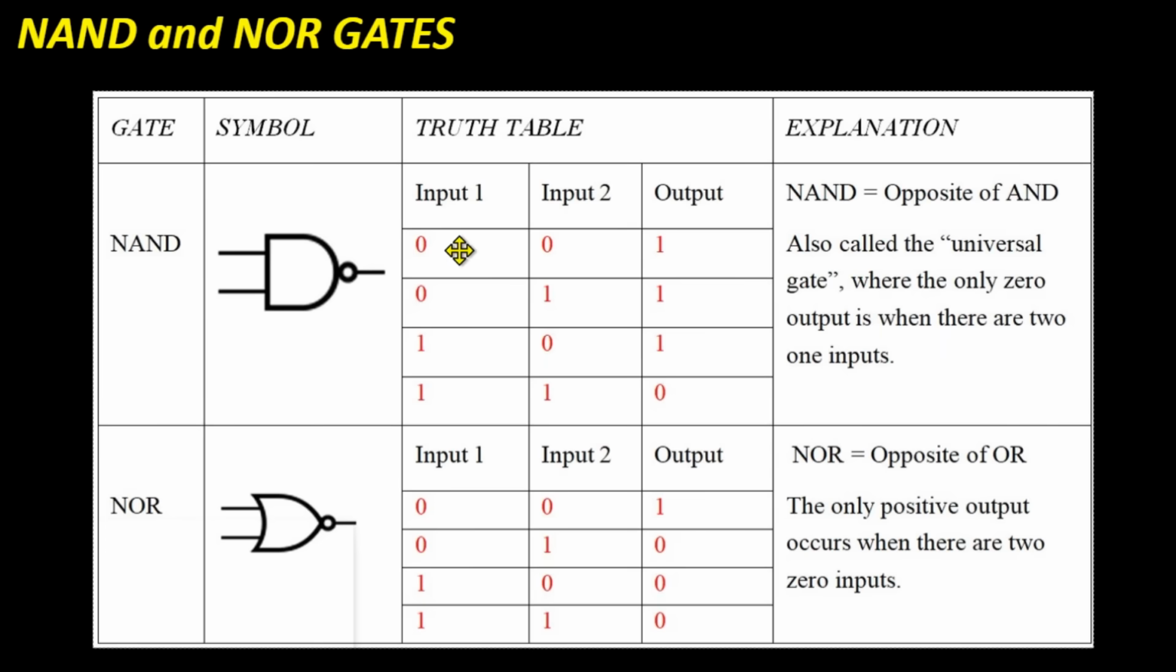So for a NAND gate, 0 and a 0 would usually give you a 0 in an AND gate, but you flip it and you get a 1. 0 and a 1 would usually give a 0, but now you get a 1. 1 and a 0 would usually give you a 0, now you get a 1, and 1 and a 1 would usually get a 1, but now you get a 0. You do the same thing with the NOR gate, where the only negative output would have been 0 and 0, but in this case here you get a 1.